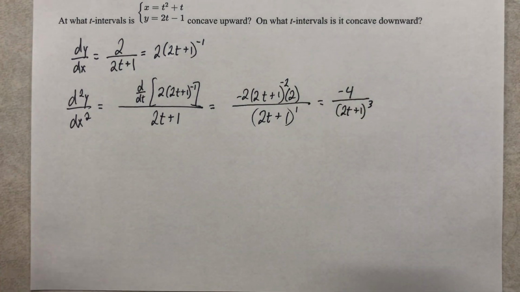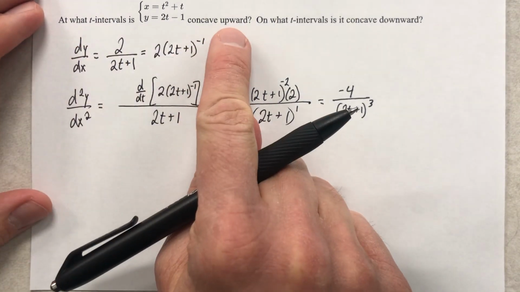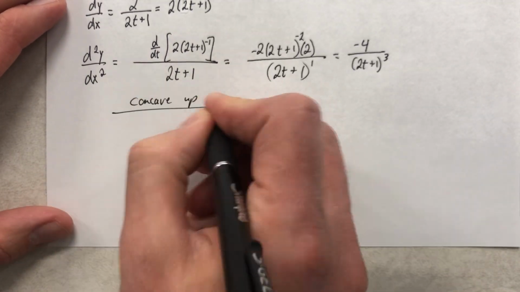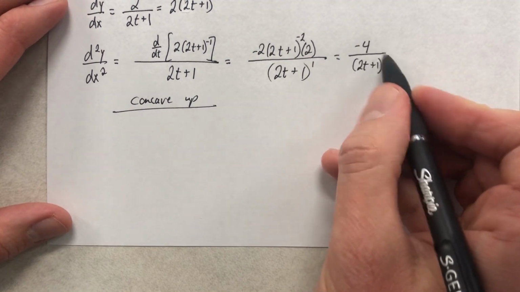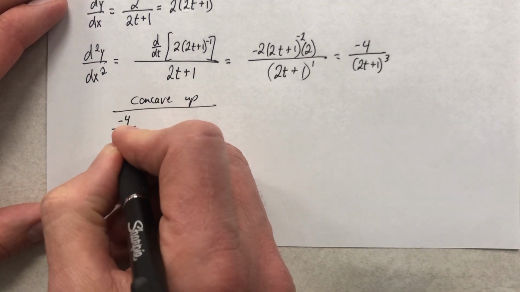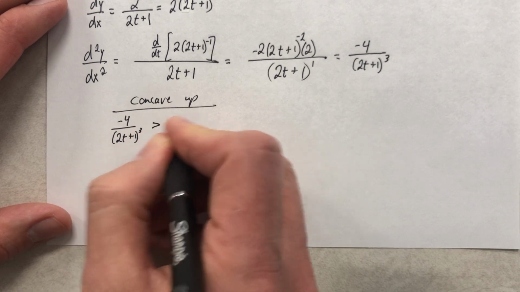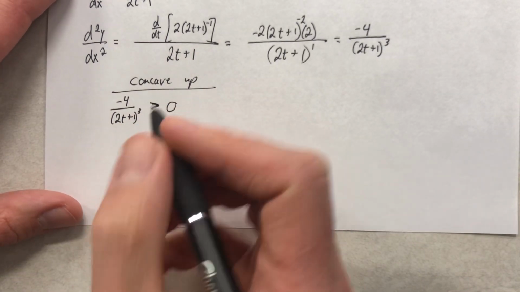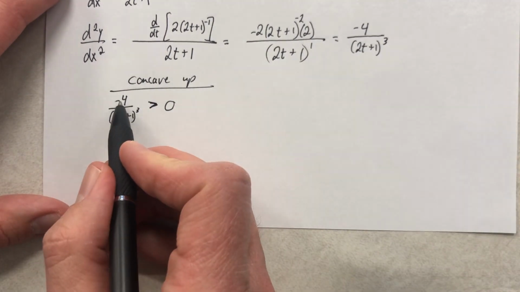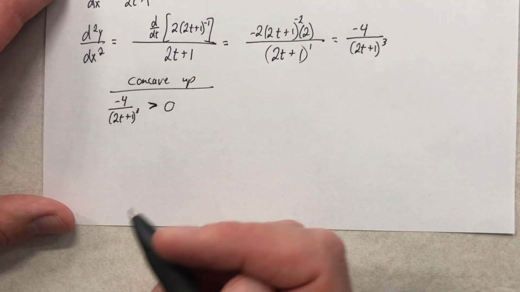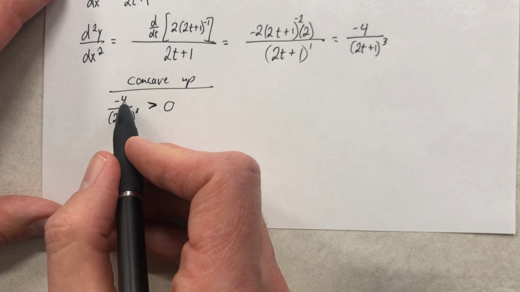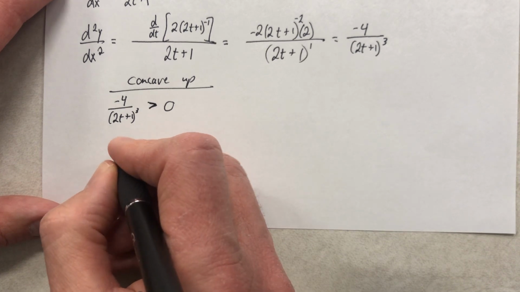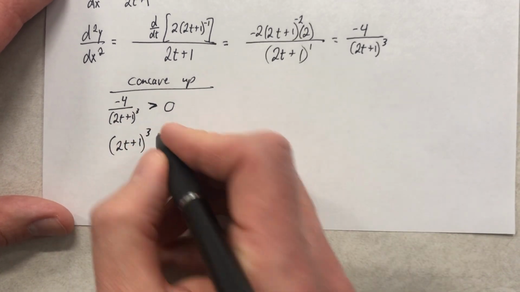Okay, now let's answer the question. We found the second derivative. On what t intervals is this concave upward? All right, if this is going to be concave up, then this will be positive. So negative 4 over 2t plus 1 to the third will be positive. Okay, think logically with me. What will make this be positive? A fraction that has the same sign in the numerator and denominator will be positive. My numerator is locked in at negative 4. My denominator needs to be negative also in order for this to be true. Therefore, 2t plus 1 to the third power should be negative.